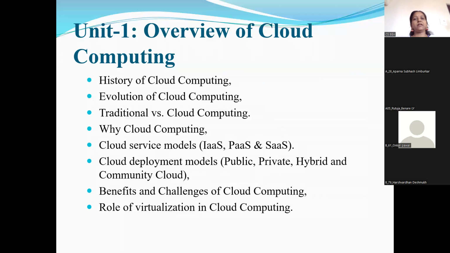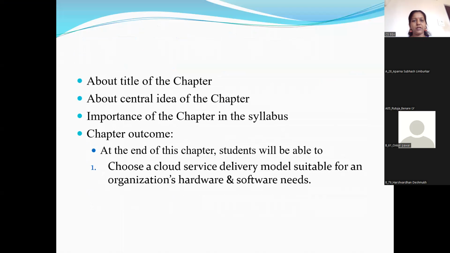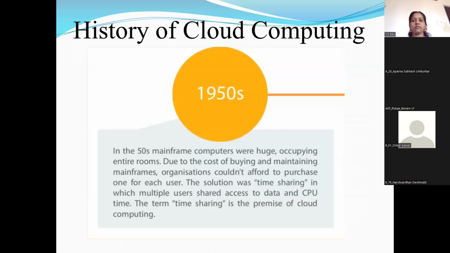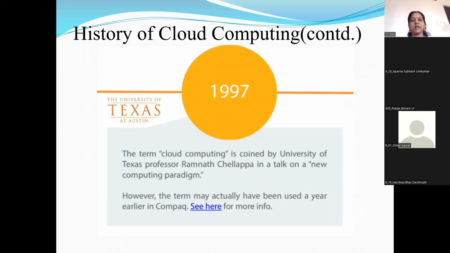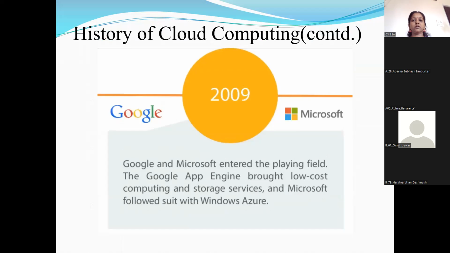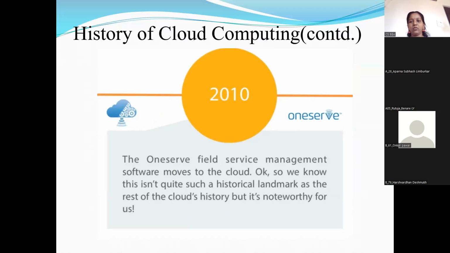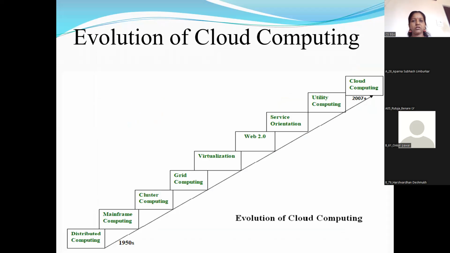Fine. So we have started with an overview of cloud computing, and then we have covered the history of cloud computing, how the journey started in the 1950s and then onwards up till now. It is in the picture. So after that, we have seen the evolution of cloud computing in this particular diagram.